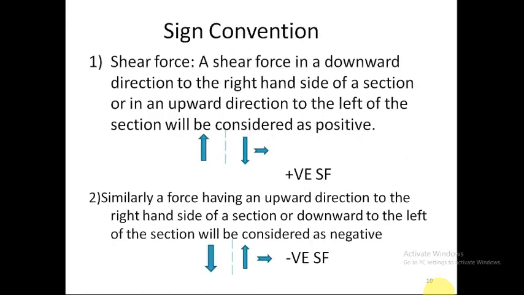Before starting again with the derivations, I would like to discuss the sign conventions, wherein the shear force sign conventions are adopted. We have previously been adopting the same sign conventions, but we'll discuss them here. What is the shear force sign convention? A shear force in a downward direction to the right hand side of a section or in an upward direction to the left hand side of the section will be considered positive. Similarly, a force having an upward direction to the right hand side of the section or downward to the left hand side of the section will be considered negative.